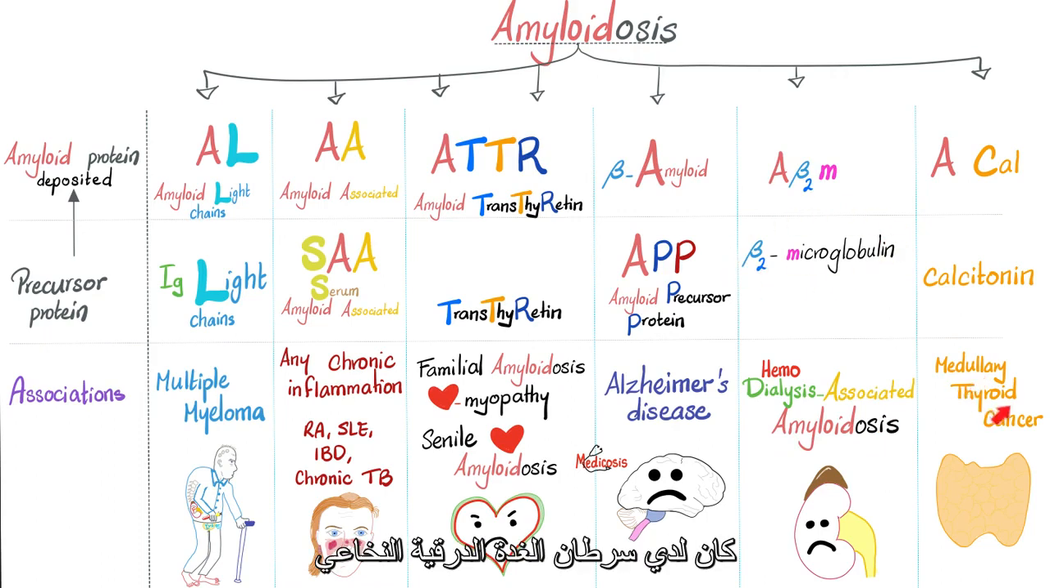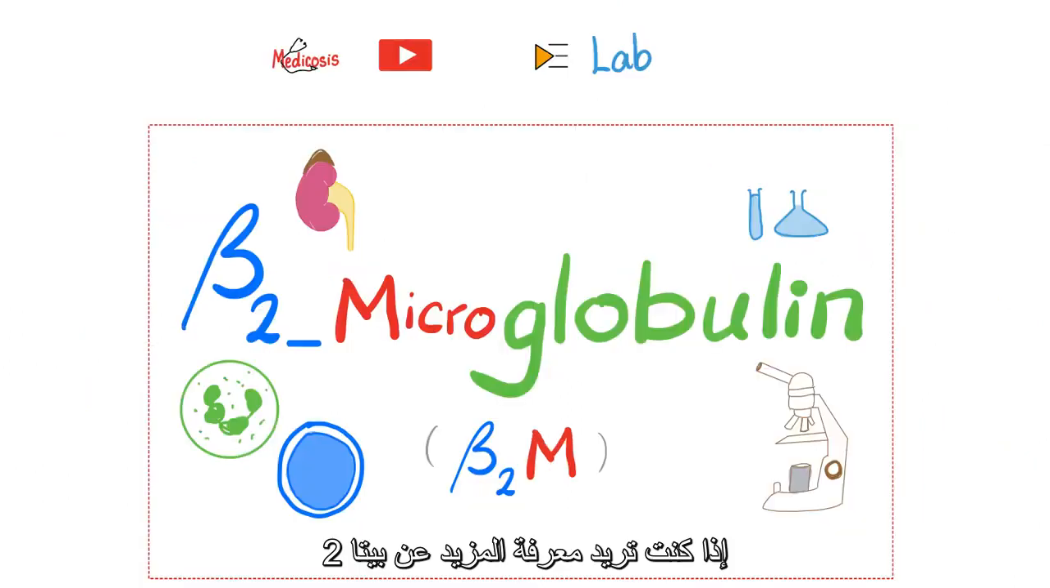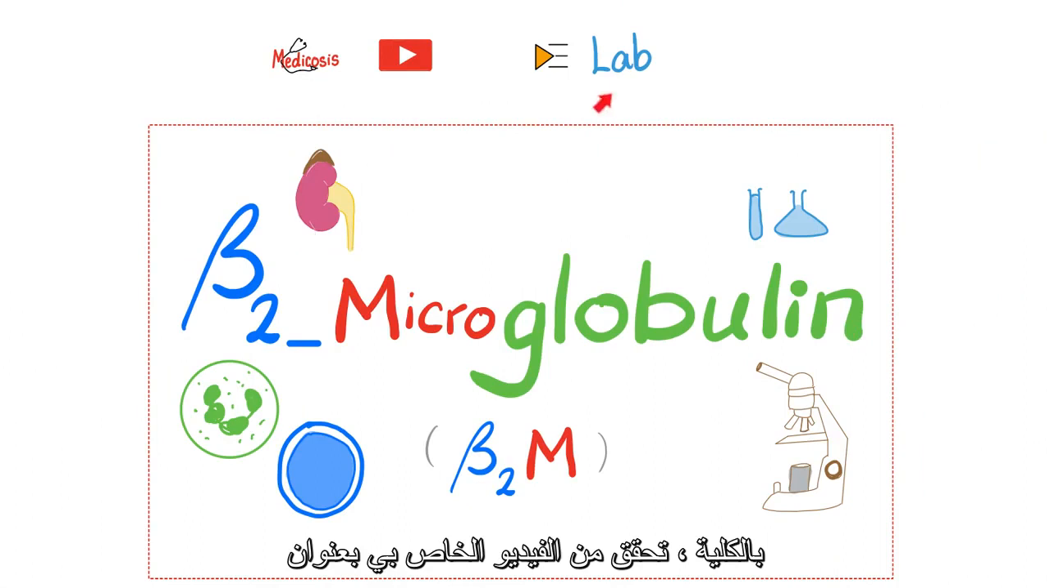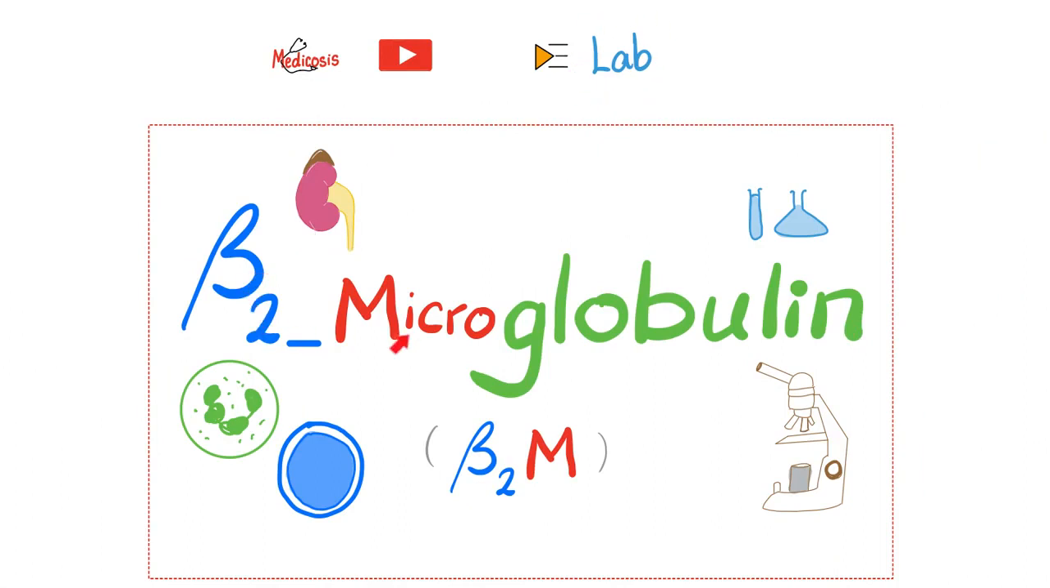If I have medullary thyroid cancer, then the protein deposit is amyloid calcitonin protein. What's the precursor? Calcitonin. If you want to learn more about beta 2 microglobulin and why it's related to the kidney, check out my video titled Beta 2 microglobulin in my playlist called Labs.